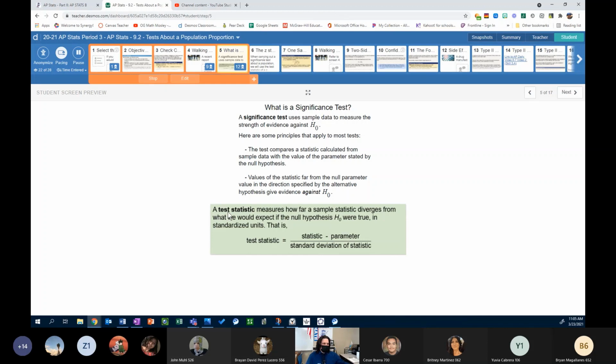Right, and then we get a test statistic, which measures how far a sample statistic diverges from what we would expect if the null hypothesis were true, in standardized units. That is, test statistic equals statistic minus parameter divided by the standard deviation of the statistic. Right, and this is very similar to the stuff that we used in chapter 8 for our confidence intervals. All right. So anyone need a moment to write anything down from this screen? Please raise your hand.